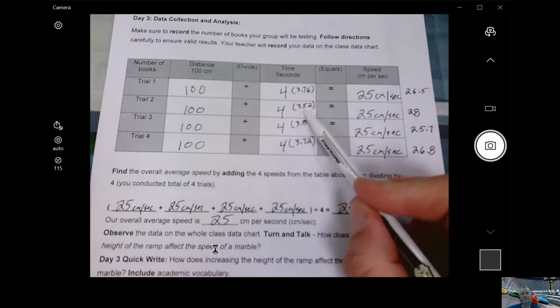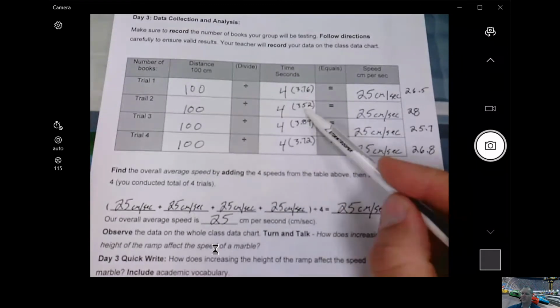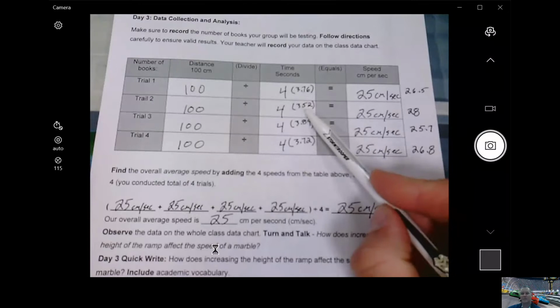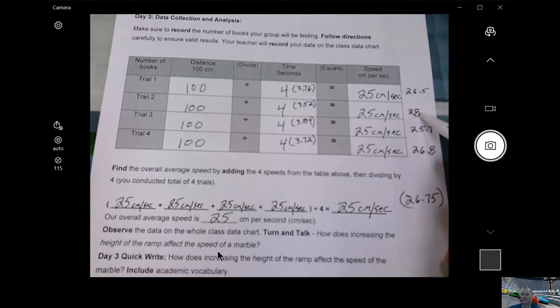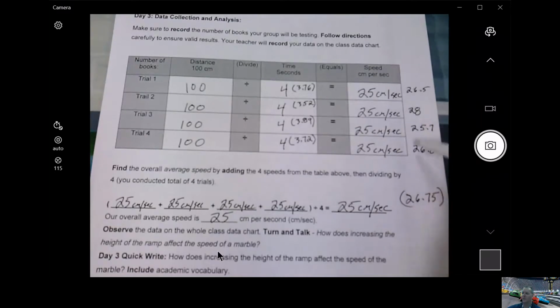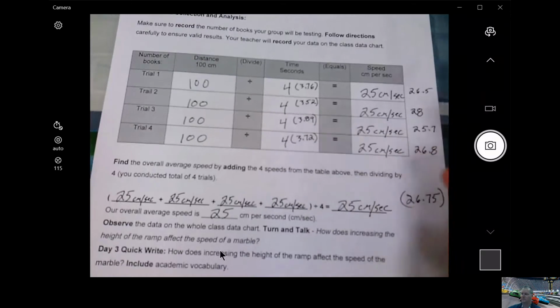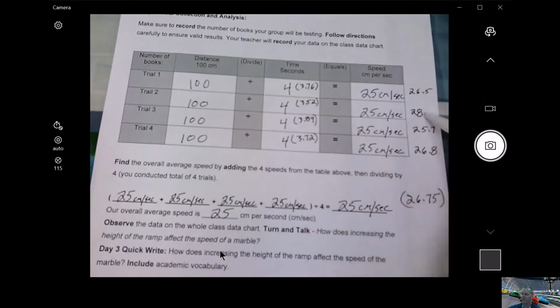Is this faster? So 100 centimeters, it took less time on this trial than this one. So obviously 28 centimeters a second is faster, okay? But they're all very close to 25 centimeters per second. But I think it was cool that you could actually see the relationship without rounding. You can see what happens with less time. It is a little faster here.